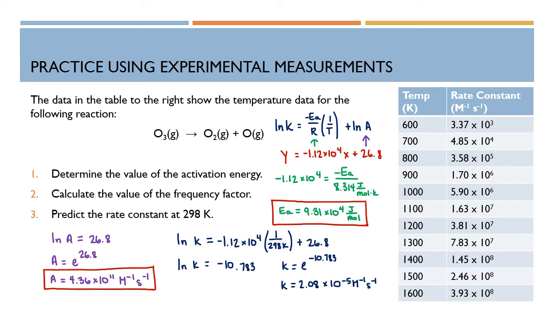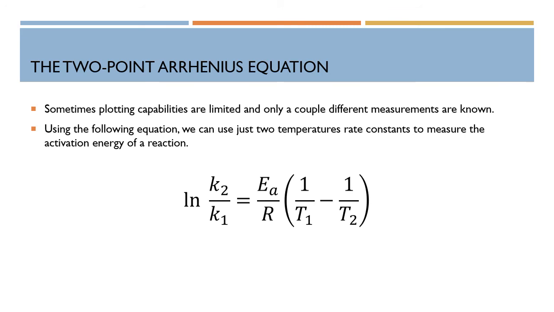Those are the units for our rate constant. Now, does this make sense? Well, 298 is less than 600, and our rate constant is less than 3.37 times 10 to the negative third, so that does make sense. You have to make sure that your result is consistent with the data.